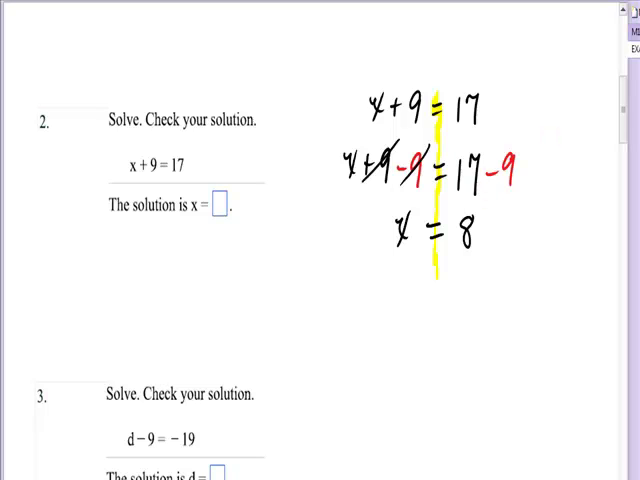The check, you could probably do the check in your mind. Take this 8. Is 8 plus 9 the same as 17? Yes.